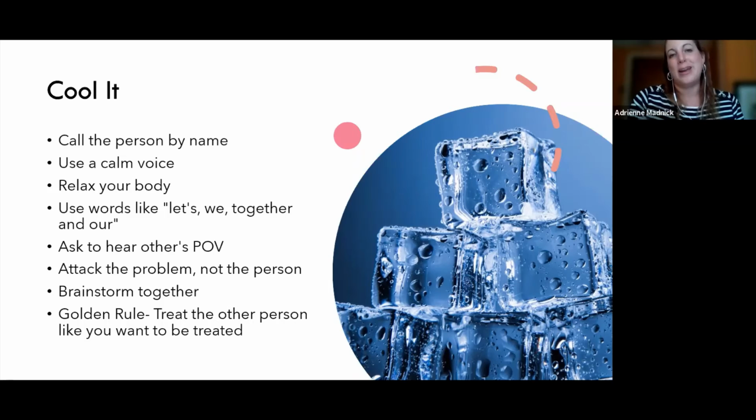Ask for another person's point of view. Like, I see it this way, but tell me how you see it. Point of view is so important. Attack the problem, not the person. Of course you want to call the person a name, but you want to hold back on that and attack the problem.